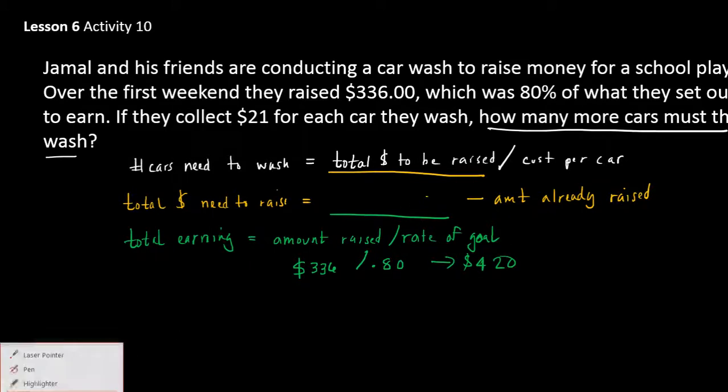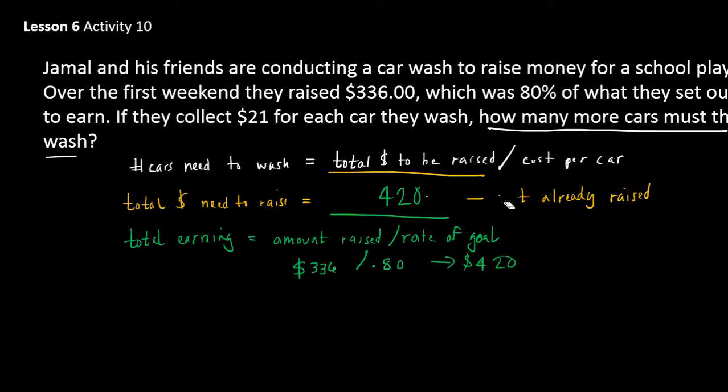If I take that $420, and I subtract the amount they already raised, which was told to us in the question, right? They said they already raised $336. That means that they still have $84 left to earn. Now, if they need to raise $84, then I can start working on my final equation.